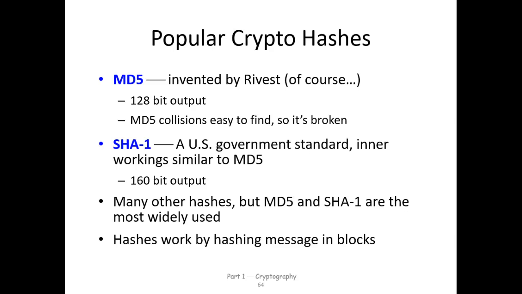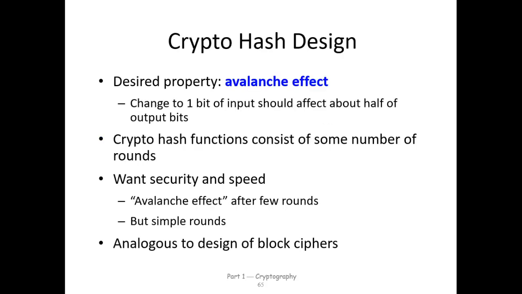Hashes work by hashing the message in blocks. So we have to consider the input in terms of blocks, and these algorithms will produce the output in terms of bits. So how is a crypto hash designed? A desired property is the avalanche effect: a change to one bit of input should affect about half of the output bits. Anywhere in the input, if you change one bit, it should affect about half of the output bits. That is the avalanche effect.